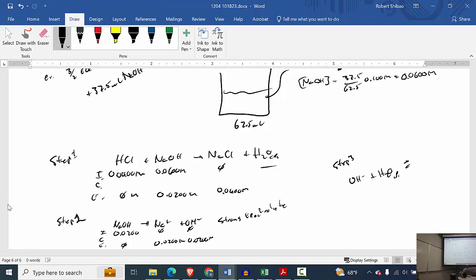So what does this form? Hydroxide and water forms water and hydroxide. So there's no change. If there's no change here, then the only thing left would be, what? There's no real change there.